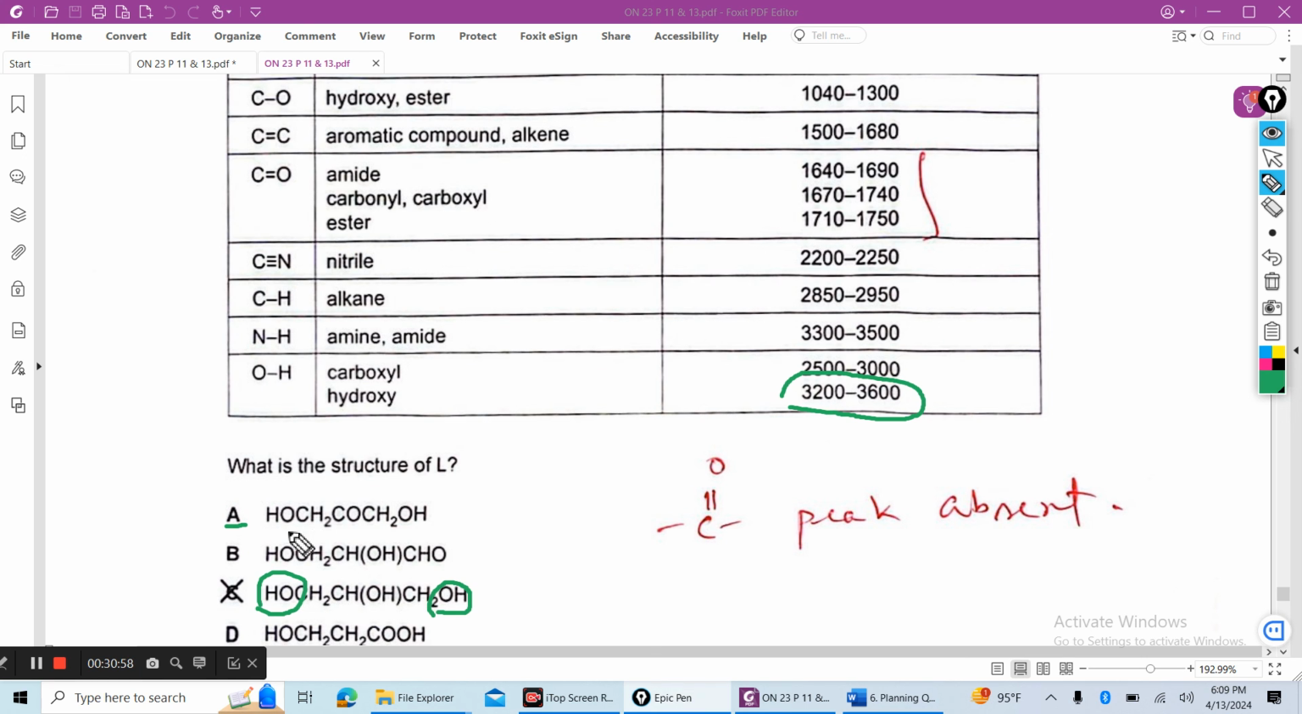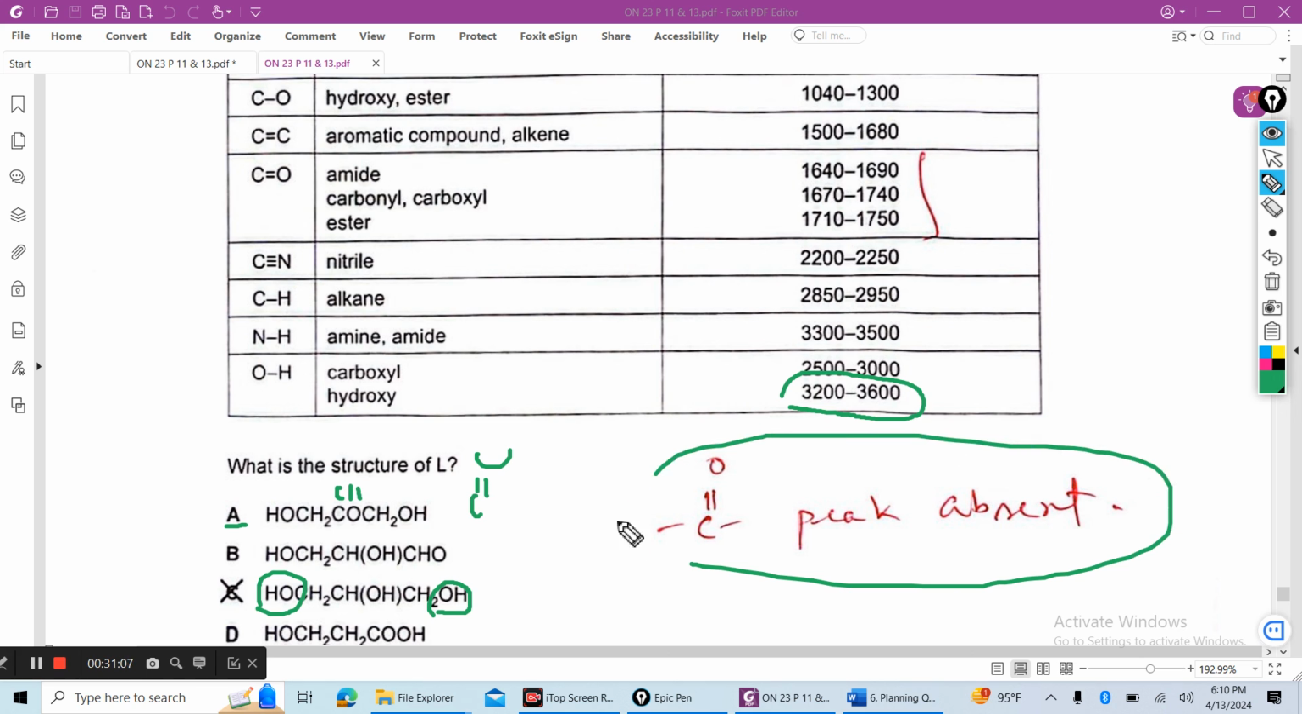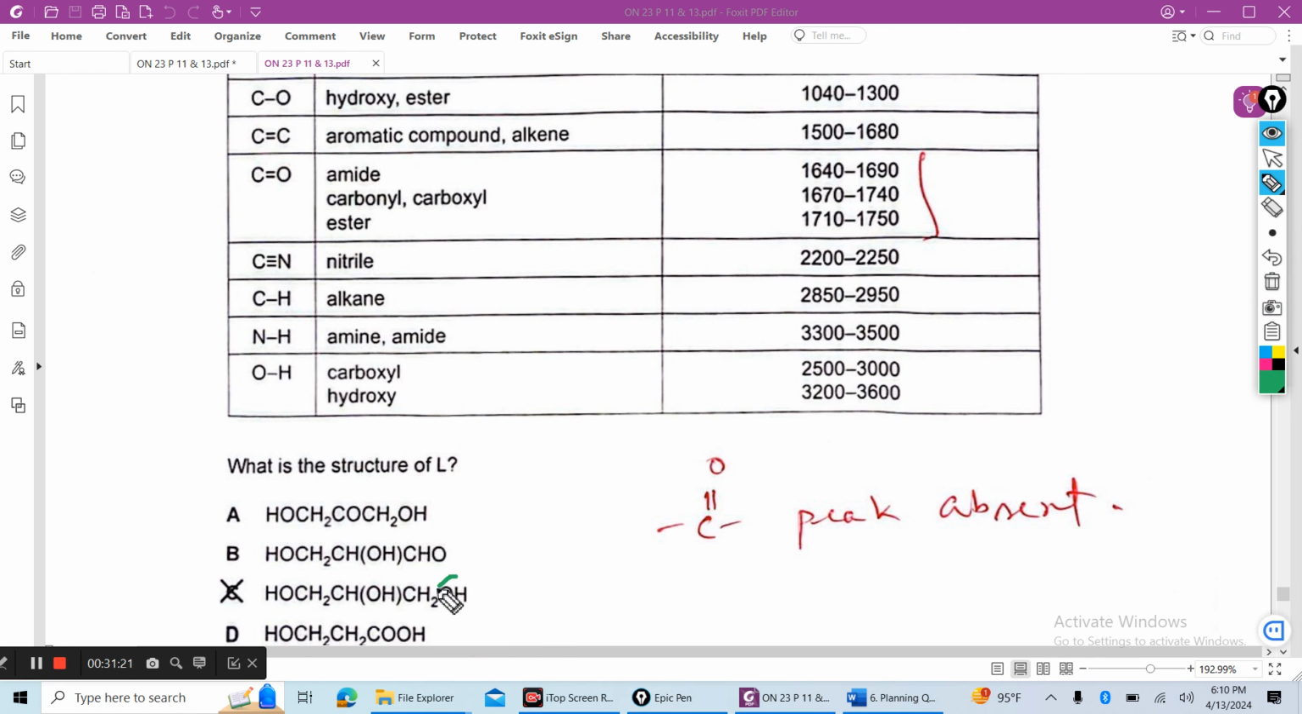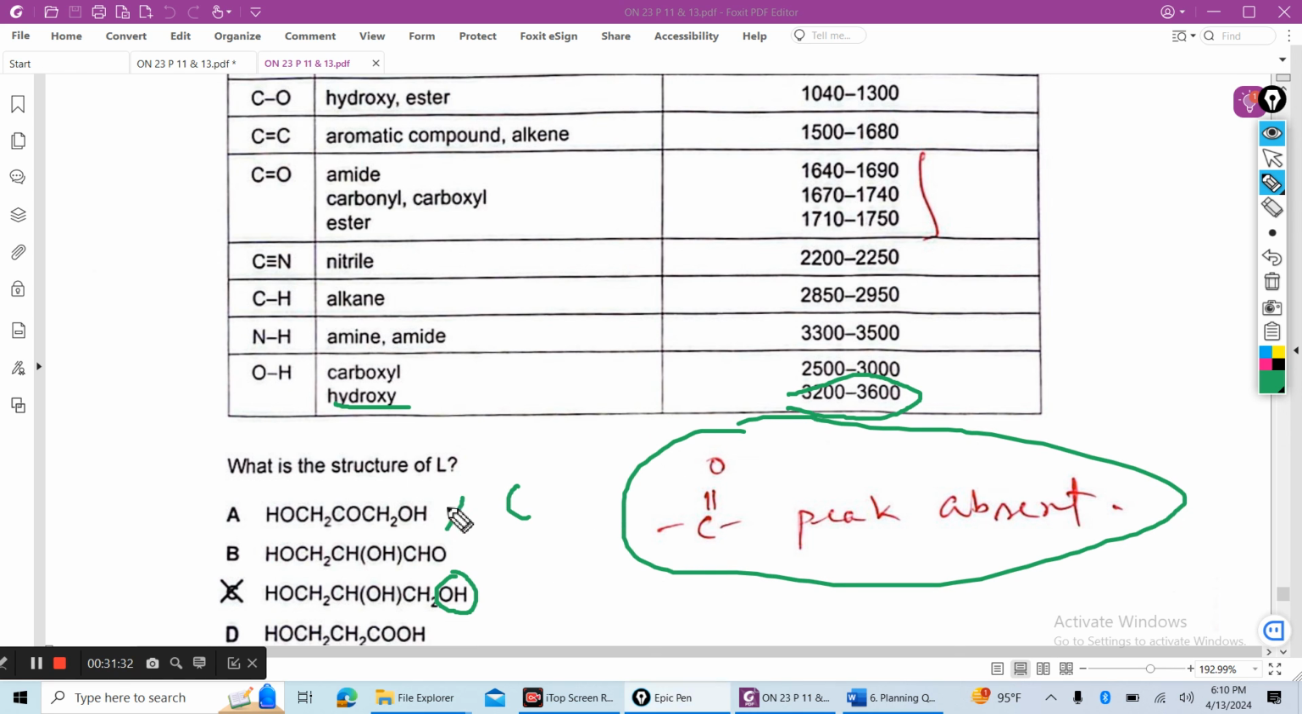Why is A not the correct answer? Here a C=O, carbon oxygen bond, carbonyl group peak is absent, so A is wrong. B is also an aldehyde, meaning the carbonyl group peak is absent, so B is wrong. D is also a carboxylic acid, C=O group absent. So the answer will be C, because the alcohol broad peak, the hydroxyl broad peak is present, and the C=O peak is absent. That's why A wrong, B wrong, D wrong. C is the right answer.